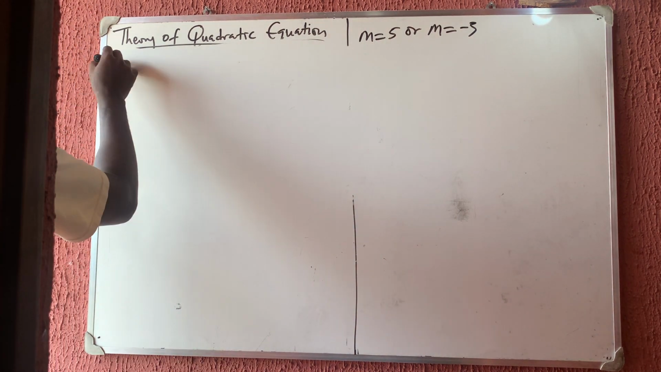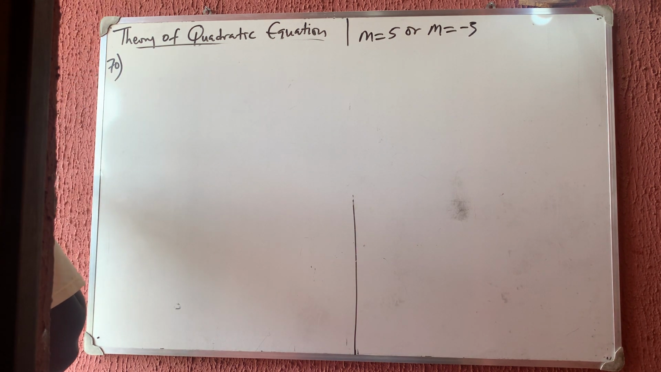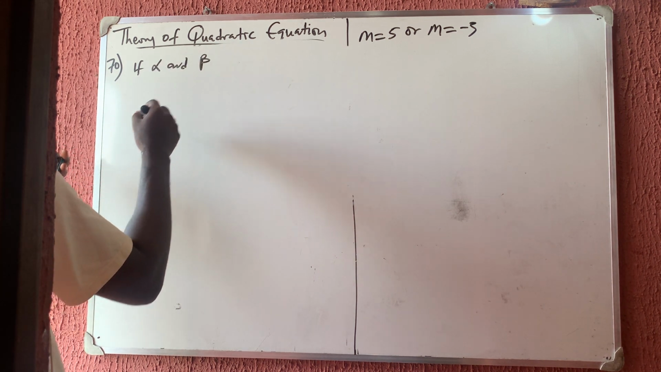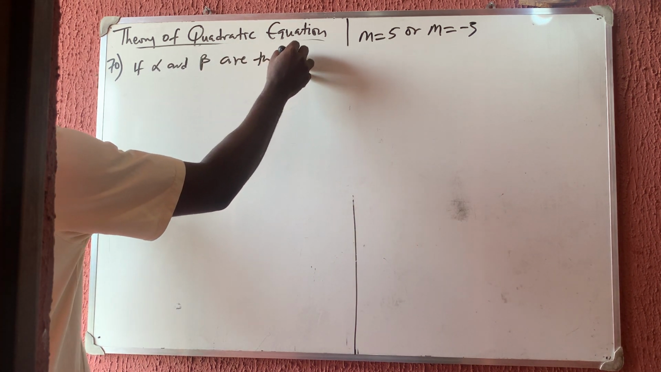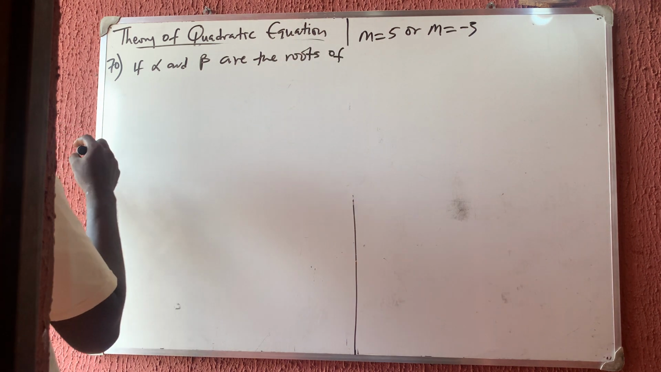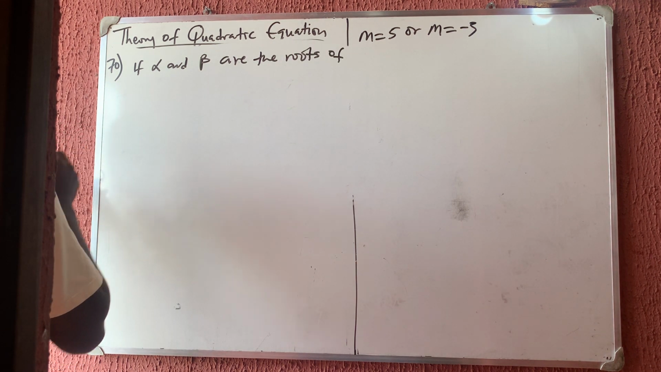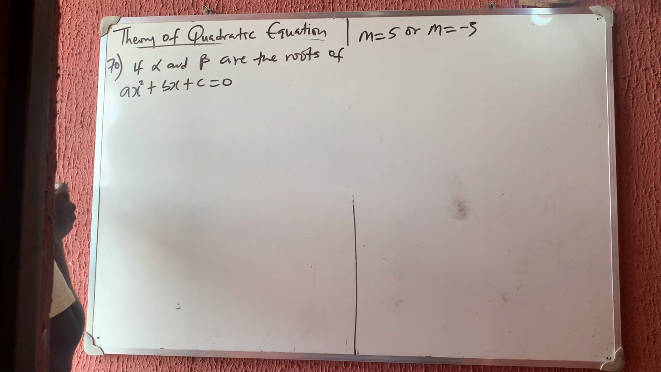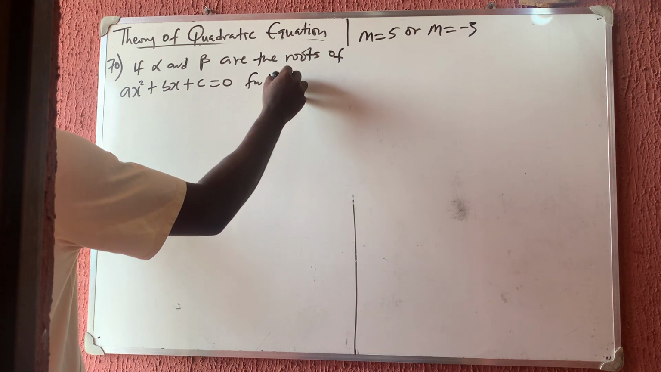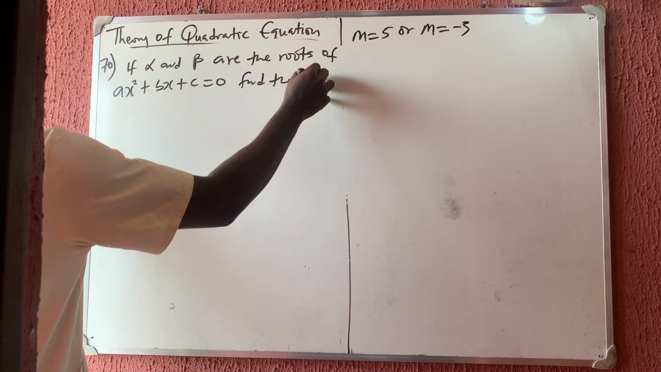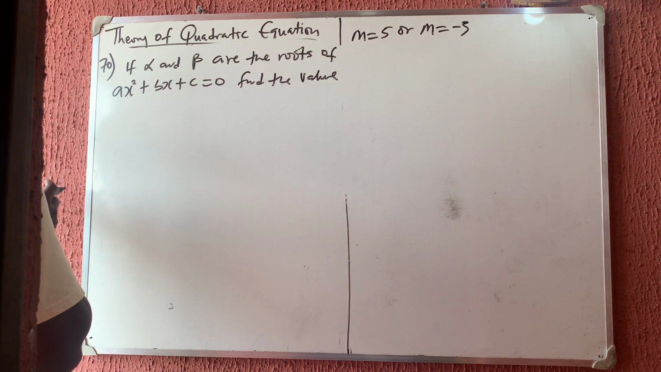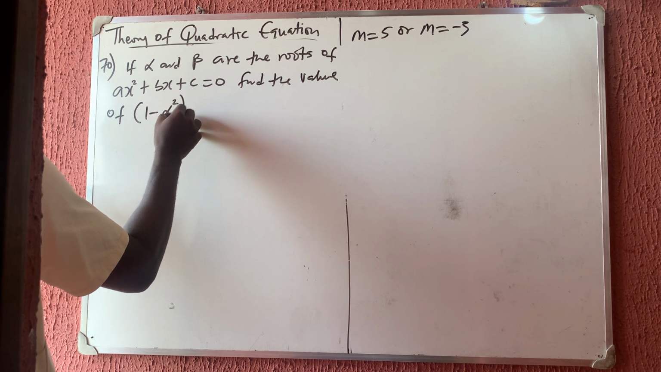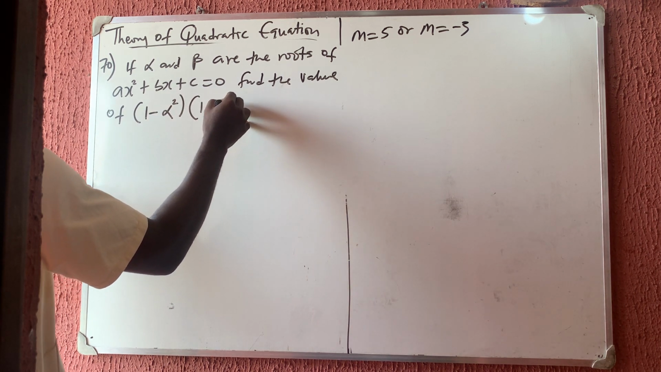Question number 70 said, if alpha and beta are the roots of ax squared plus bx plus c equal to 0, then find the value of 1 minus alpha squared into 1 minus beta squared.